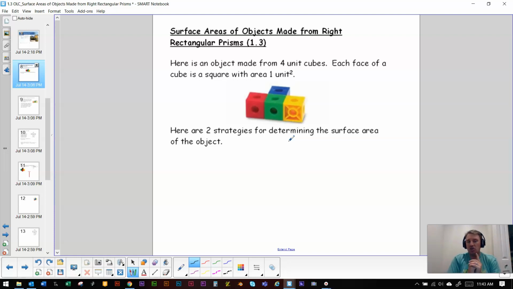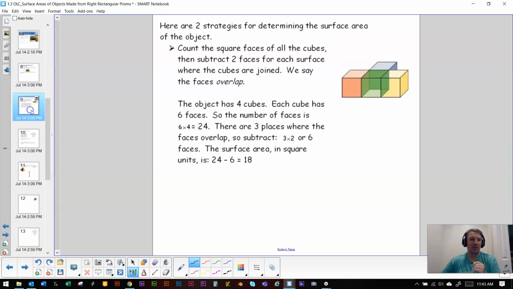So there are two strategies for determining the surface area, or how much of this object we actually would need to paint. These unit cubes here, each face is exactly 1 centimeter. So if we do length times width, that means 1 centimeter squared for each of the faces that you can see. And we're going to need to keep that in mind when we do our examples. So here's a couple of strategies for determining the surface area. This is the exact same object. It's just drawn somewhat transparently so you can see through it.